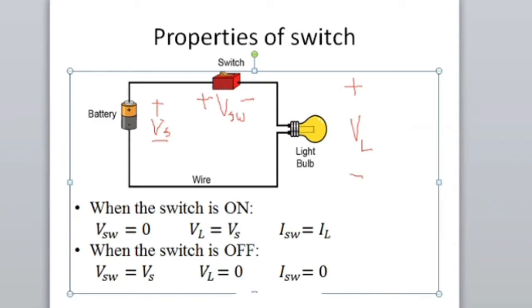Okay, now let us consider VS is the battery voltage. VSW is nothing but the switch voltage. VL is nothing but the load voltage, or the bulb voltage. I think you know the switch. We know the operation of the switch because we have been using the switch from our childhood days.